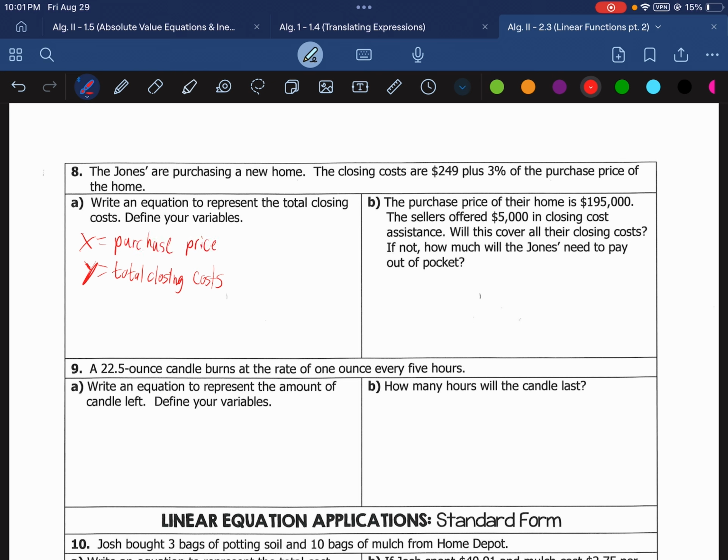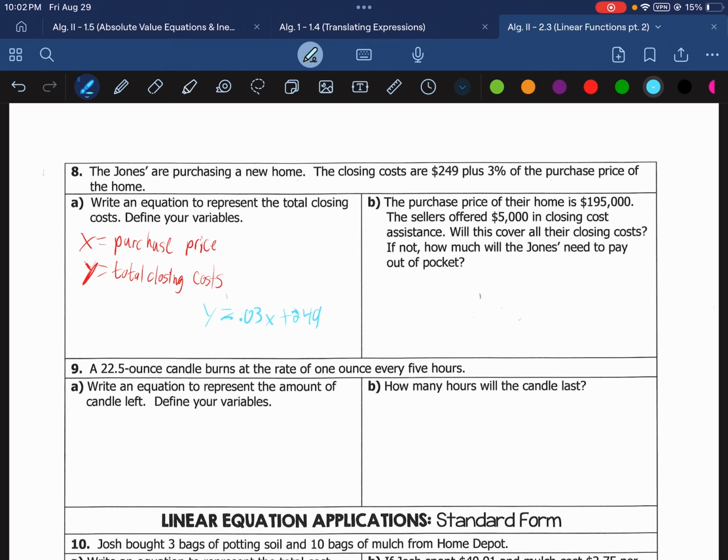Now you could also call the purchase price P for purchase price, and then the total closing cost you could call T for total. Just be careful you don't make it look like a plus sign, so make sure to put like a tail there if you do that. Or you call like C for closing costs if you want. I just went ahead and called it X and Y. So then the equation would be Y for the total equals 3% of the purchase price. So 3% is 0.03. And then X for the purchase price plus $249 no matter what that are paid in addition to that.